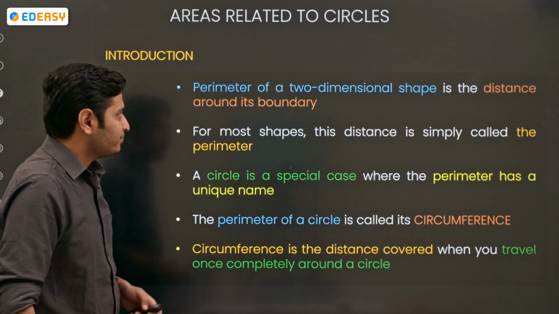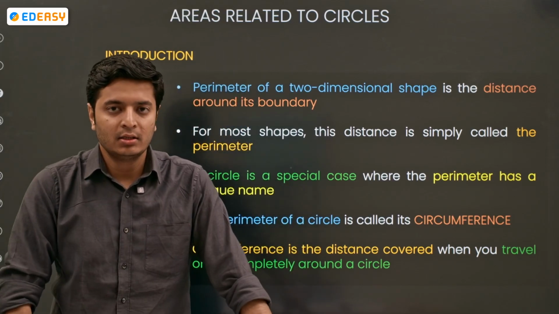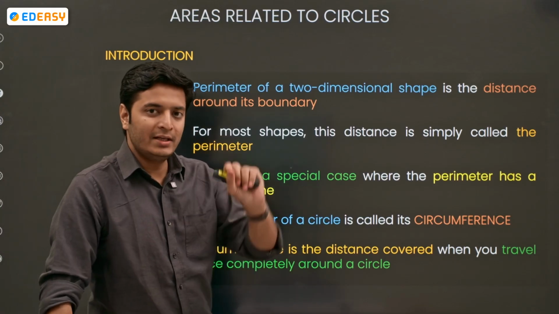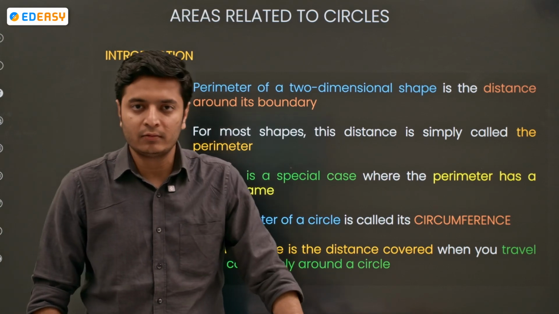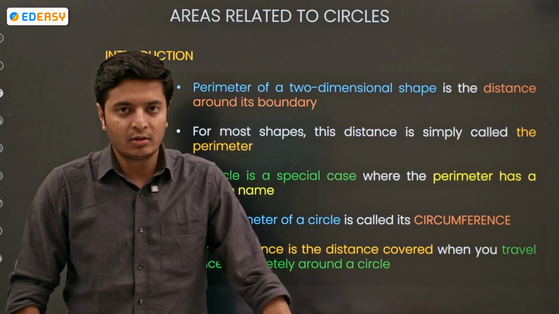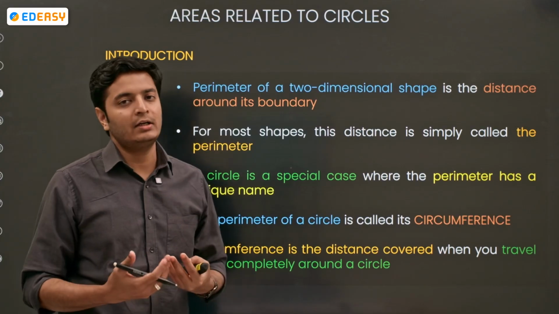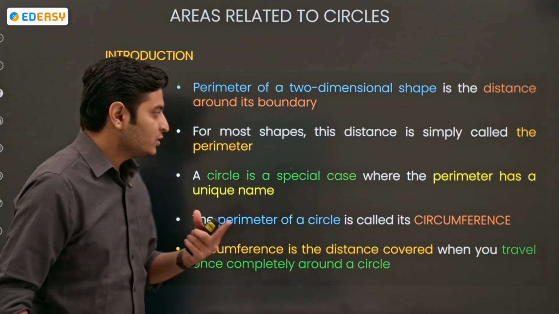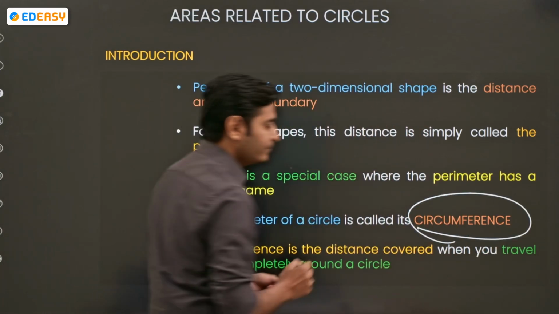Okay, now perimeter. Of course, we are going to use perimeter in this chapter. Perimeter is nothing but the length of the boundary of any 2D shape. Usually we call it perimeter for all the major shapes, be it rectangle, square, triangle, anything. But in case of a circle, we have a different name. You can call it perimeter, but you can call it circumference also. So in case of circles, we have a very unique name known as circumference. So they are the same thing.